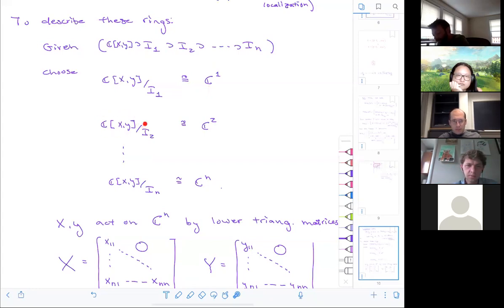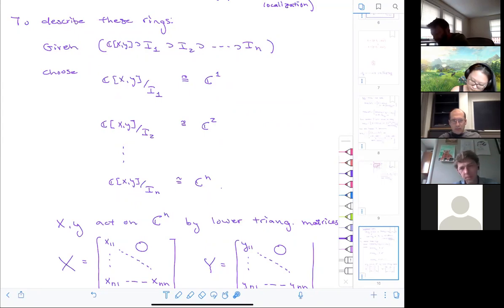The polynomial ring mod I2 is two-dimensional. So I already have my basis element in C1. Sorry, I'm not saying this well, but I want to choose identifications like this in general. Basically, for my flag of ideals, if I look at the quotients, I'll identify them with standard coordinate subspaces inside Cn.